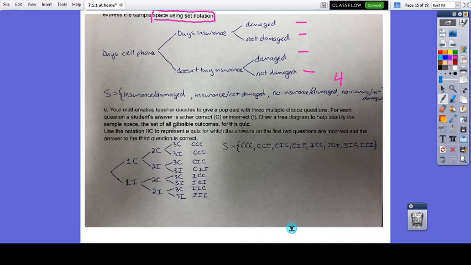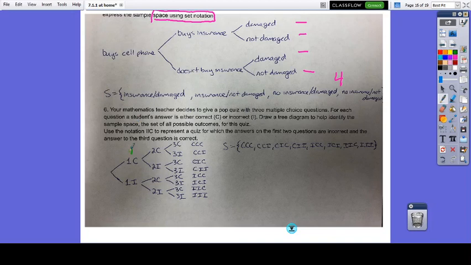Letter C then goes on to say your mathematics teacher decides to give a pop quiz with 3 multiple choice questions. Don't worry, that's not coming up. For each question, a student's answer is either correct or incorrect, so C or I. Draw a tree diagram to help identify the sample space, the set of all possible outcomes for this quiz. The way that this is working is that you have a first question.